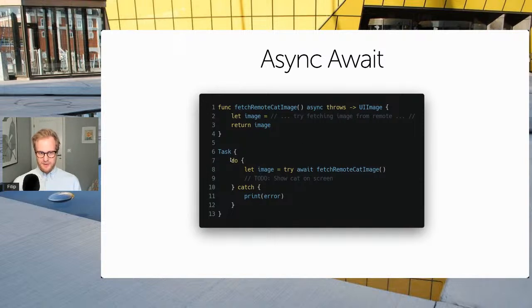So this is how you get that image, which became very linear in that sense, that it just says, wait until we get that image. And when you have that image, you can show it on the screen. Otherwise, catch the error and preferably do something better than print it, perhaps show an alert to the user.